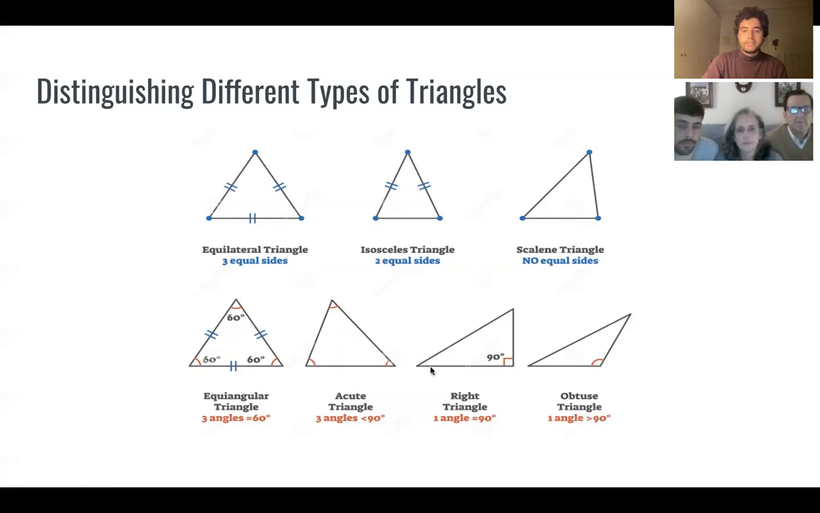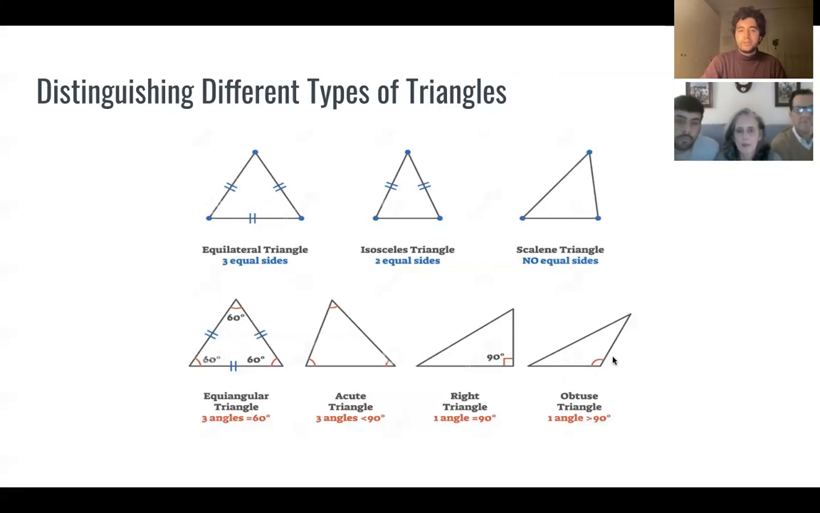A right triangle is a triangle that has one angle that is exactly 90 degrees. As you can see here, there is one straight line from left to right and one straight line from up to down. When you see that, a straight line from left to right and up to down, that is called a perpendicular intersection. And at a perpendicular intersection is an angle of 90 degrees.